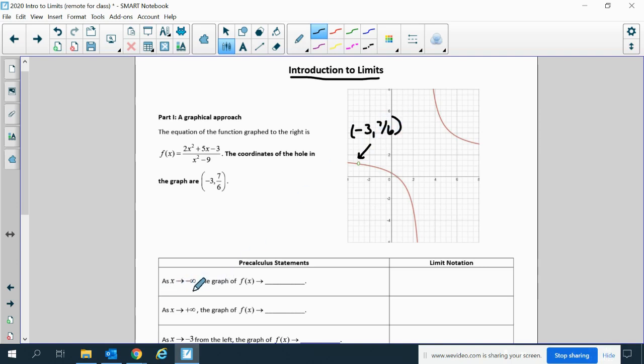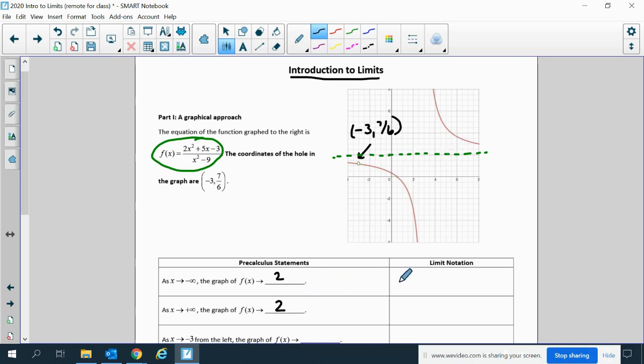As x approaches negative infinity, the graph of f(x) appears to be approaching 2. It looks like there's a horizontal asymptote here. If we did some analysis of this function from understanding rational expressions and rational functions, we would see that the graph approaches 2. Likewise, as we approach positive infinity, it looks like there's still a horizontal asymptote at 2.